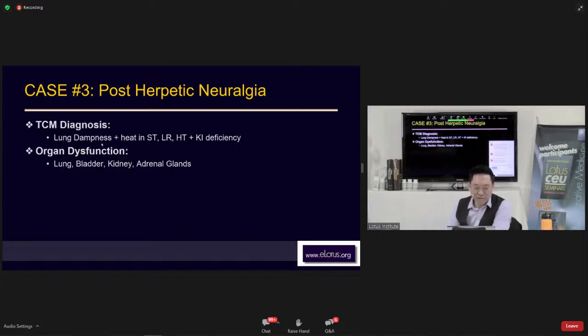So TCM diagnosis: lung dampness, heat in stomach, liver, heart, and kidney deficiency. Organ dysfunctions: lung, bladder, kidney, adrenal glands. Okay.